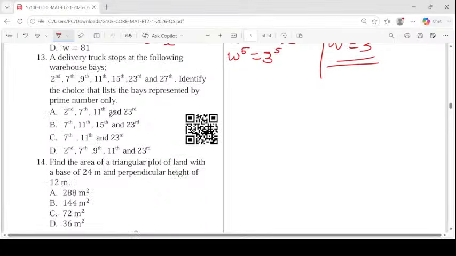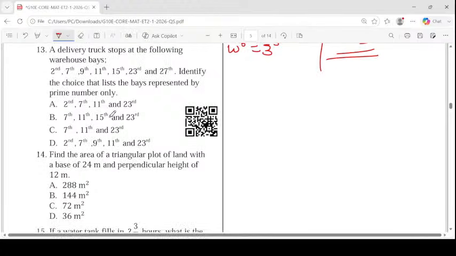Question number 13. We are looking at question number 13, ladies and gentlemen. A delivery truck stops at the following warehouse bays: 2nd, 7th, 9th, 15th, 11th, 23rd, and 27th. Identify the choice that lists the bays represented by prime numbers only.